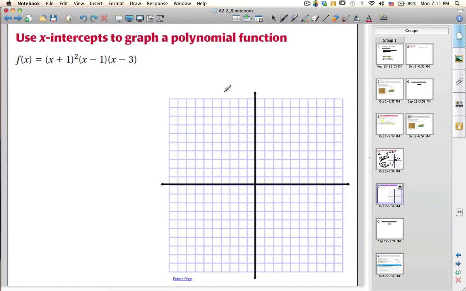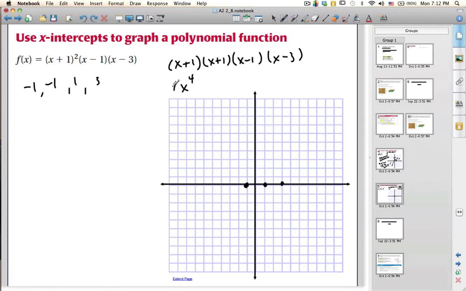Okay, if we have another problem like this, you can see I've got 1, 2, 3, 4. I have negative 1, negative 1, 1, and 3 as my solutions. So negative 1 is a solution. I have 1 as a solution. 3 is a solution. I know if I multiply the first terms, again, remember I have binomials here, and if I just take all those first terms in all my binomials and multiply them together, I'll get 1, 2, 3, 4. I'll get 1x to the 4th.